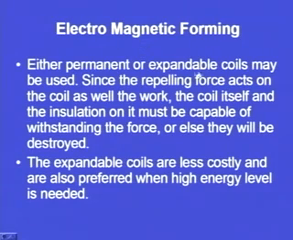Either permanent or expandable coils may be used. So we can use either permanent or expandable coils. Since the repelling force acts on the coil as well as the work, the coil itself and the insulation on it must be capable of withstanding the force. Now the repelling force is acting on both. It is not like explosive forming, where after detonation the explosive material will explode and we again have to supply the explosive. Here, the coil can be either permanent or expandable, because the repelling forces are also acting on the coil.